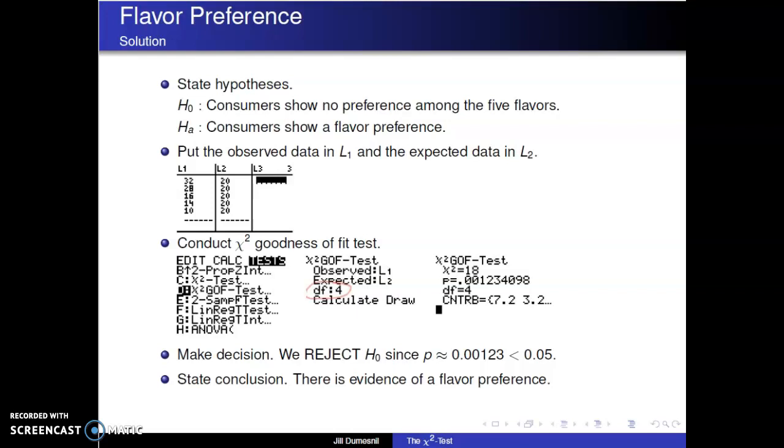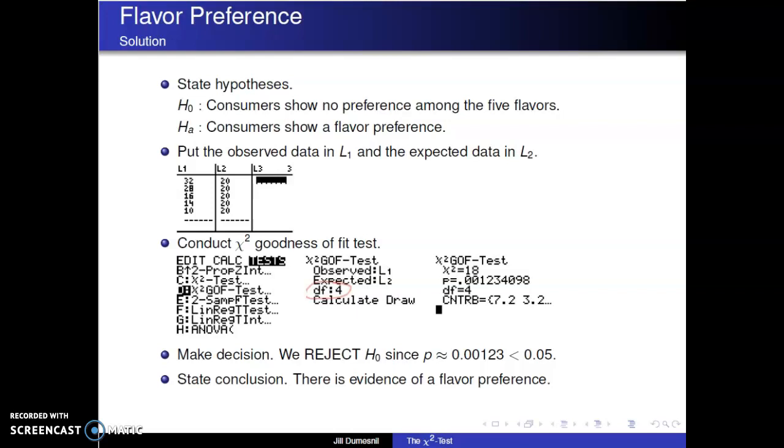Under the statistics test menu, we select GOF test. GOF stands for goodness of fit. We indicate the observed data is in list 1 and the expected data is in list 2. We also have to give the degrees of freedom indicated by DF. For the goodness of fit test, this is 1 less than the number of categories from the data. We had 5 categories. They were cherry, strawberry, orange, lemon, and grape. Thus, we have 5 minus 1, or 4 degrees of freedom.